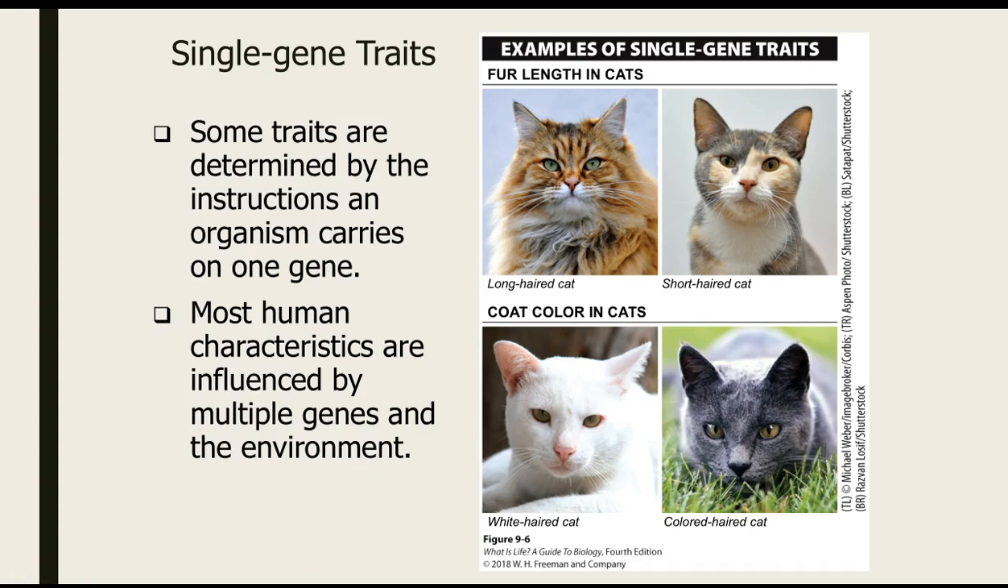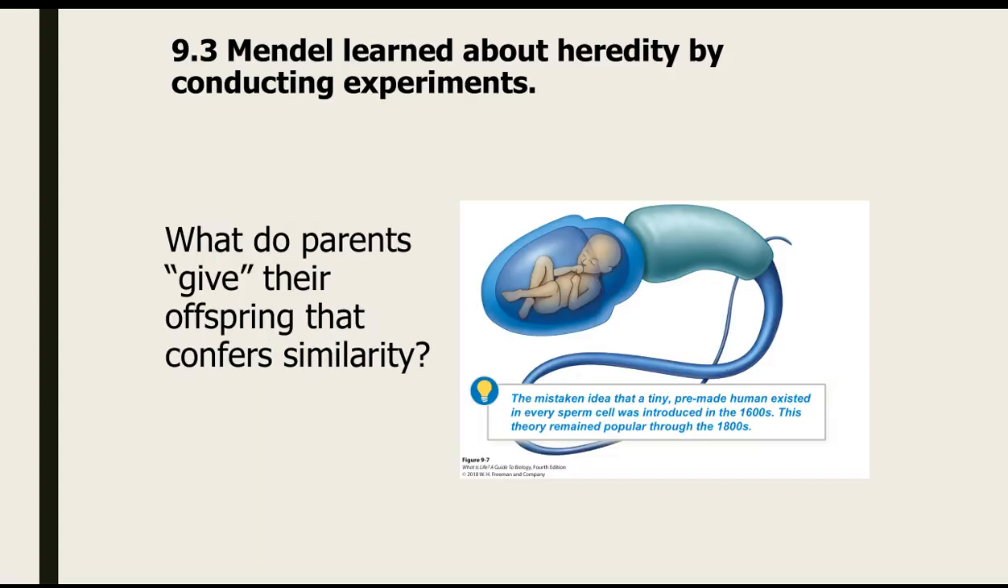So what did people used to think before we had our modern understanding of genetics? Our modern understanding of genetics was first discovered by this dude, Mendel. He was a monk. We'll learn about him in a second. But there were lots of misunderstandings about how heredity worked.